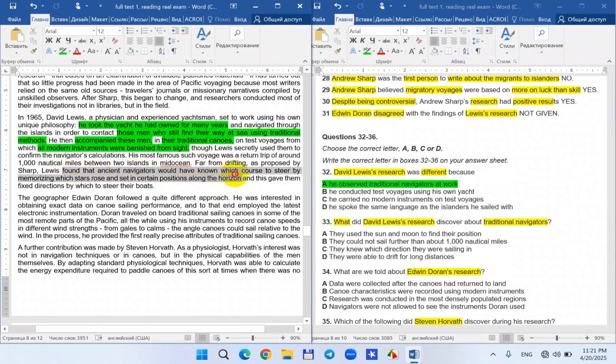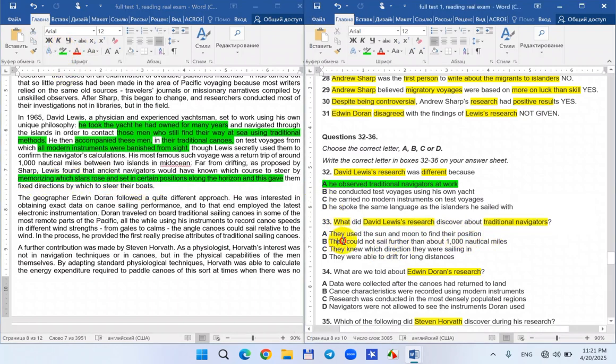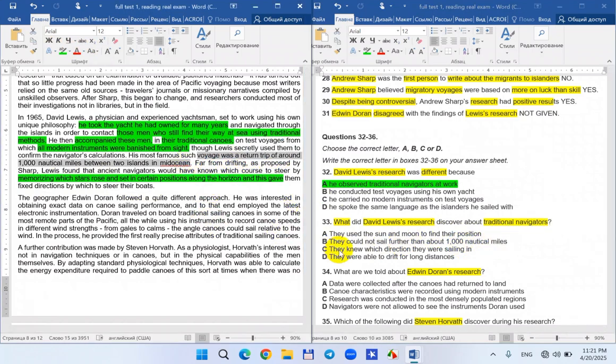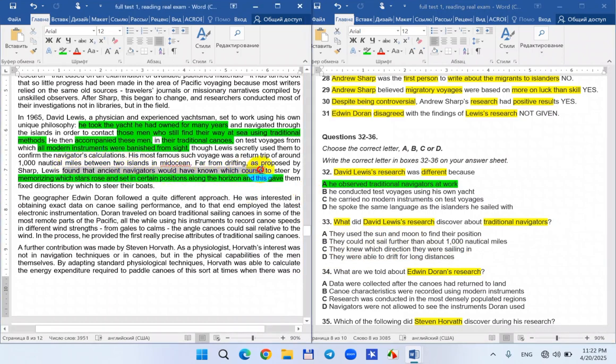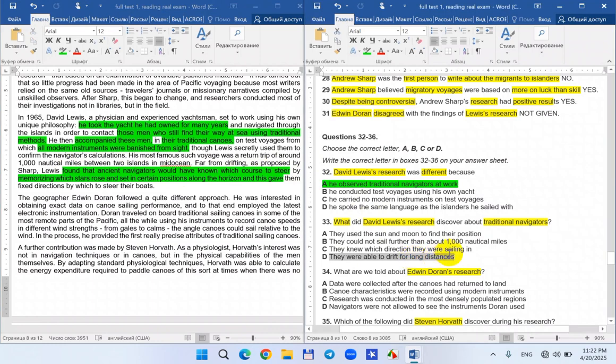Found ancient navigators would have known which course to steer by memorizing which stars rose and set in certain positions along the horizon, and this gave them fixed directions. No. Directions. Okay, fixed directions. They used the sun and moon. Maybe they could not sail. They could not sail? No, not this one. They knew which direction they were sailing in. Yeah, they were able to drift for long distances. Which course? Yeah, they knew their locations.